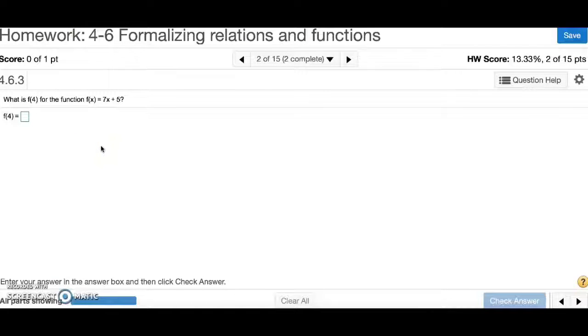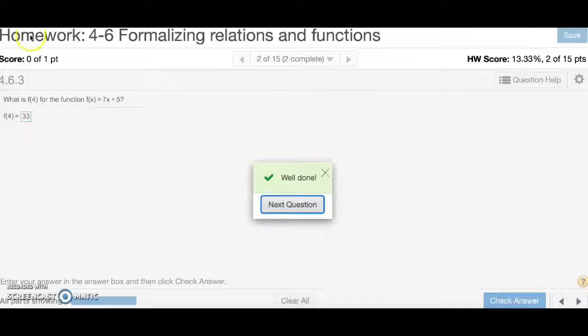Number 2, what is f of 4 for the function f of x equals 7x plus 5? All you got to do is substitute in 4 for x. So you have 7 times 4 is 28, plus 5 is 33. So the answer will be 33 for number 2.